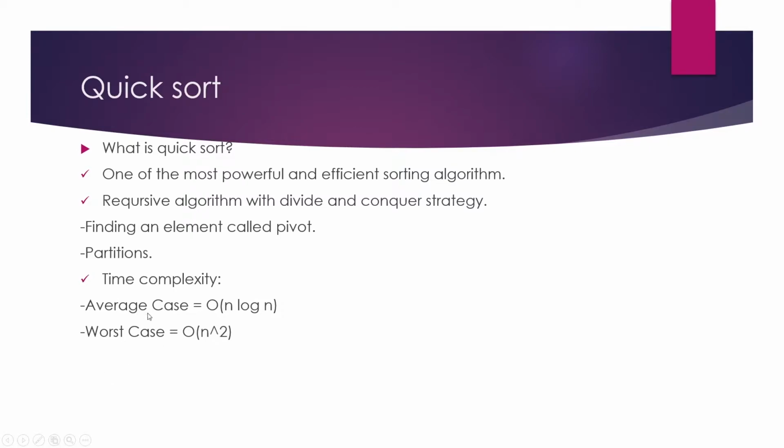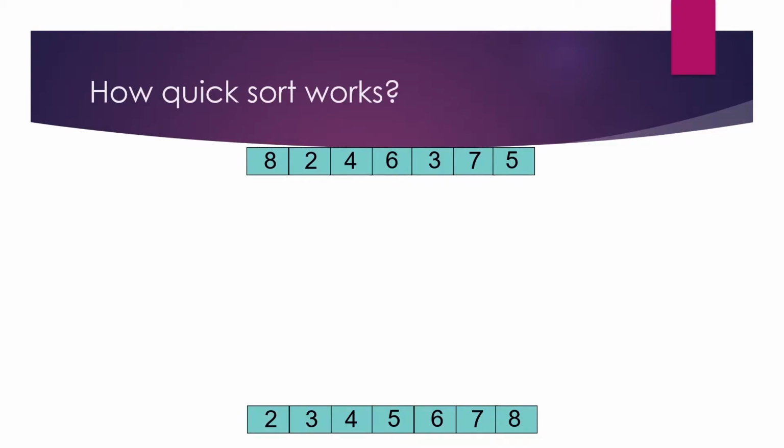Quicksort has time complexity of big O n log n for the average case and big O n squared for the worst case. Now we will see how quicksort works based on this picture diagram. So we will have the input like right here, and we will end up with an output that has been sorted like right here.